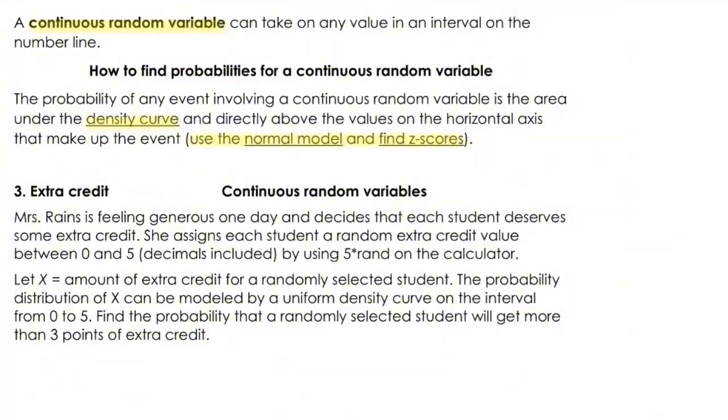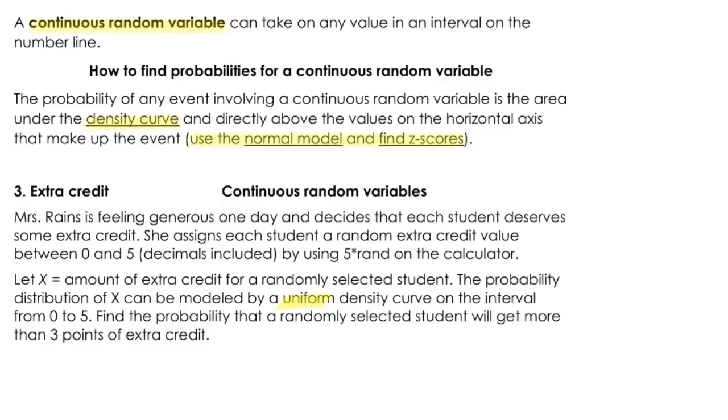But the one we're going to look at right now is actually quite easy, so maybe pause the video, try reading it on your own and seeing if you can get that answer. Mrs. Raines is feeling generous one day and decides that each student deserves some extra credit. She assigns each student a random extra credit value between 0 and 5, with decimals included, by using a random procedure on the calculator. Let x equal the amount of extra credit for a randomly selected student. The probability distribution of x can be modeled by a uniform density curve.